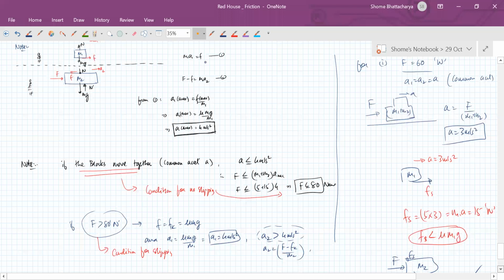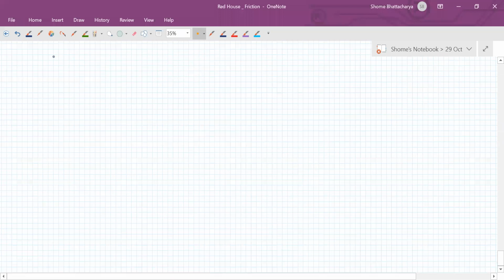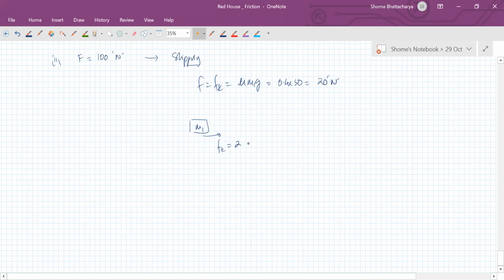So now the second case, immediately you can see what is happening. When we are putting the force of 100 newtons, there will be slipping. And the friction acting will be kinetic friction, which will be mu m1g. So how much was that? That was 0.4 into 50, so 20 newtons of kinetic friction will be acting. So m1's free body diagram will have kinetic friction of 20 newtons, giving it an acceleration a1. So a1 will come out to be 4 meters per second square.